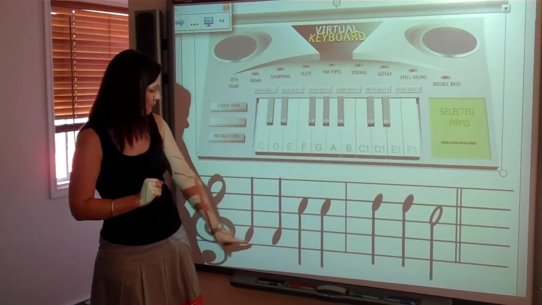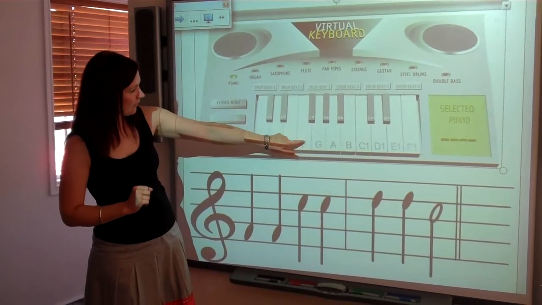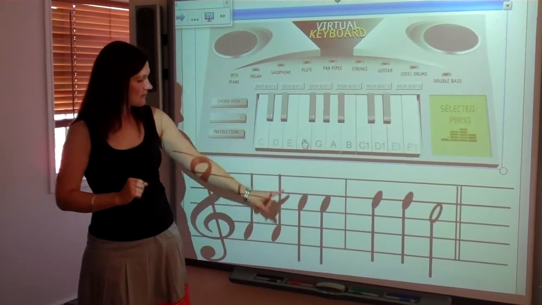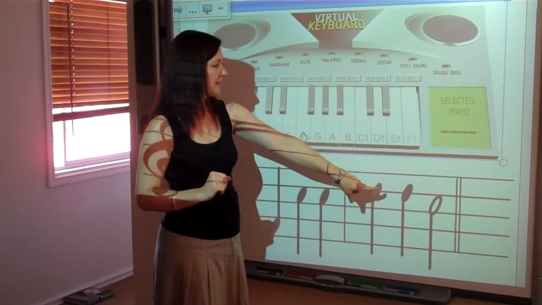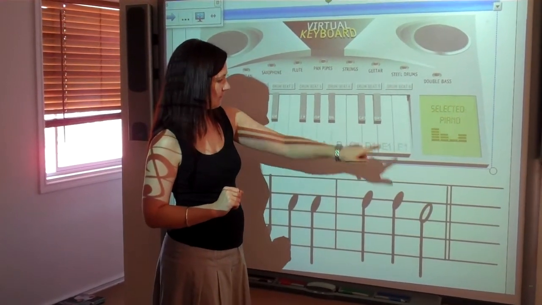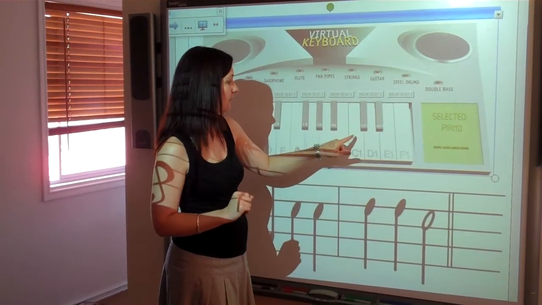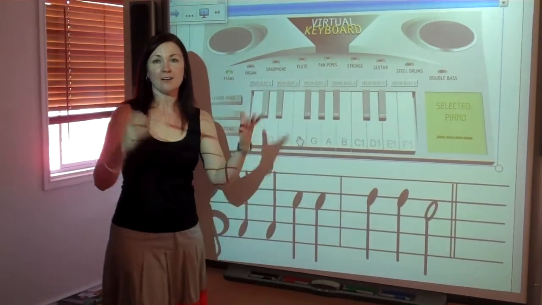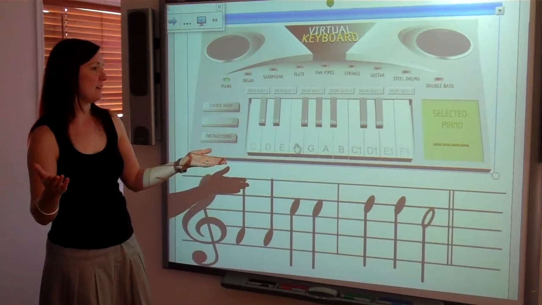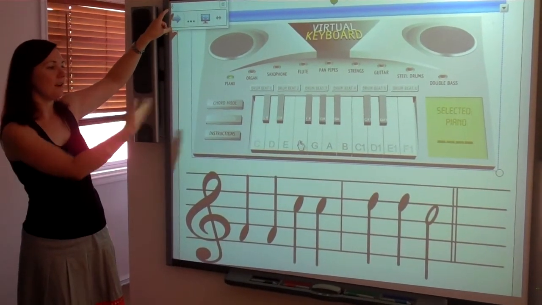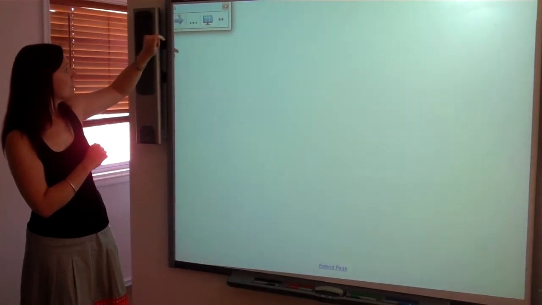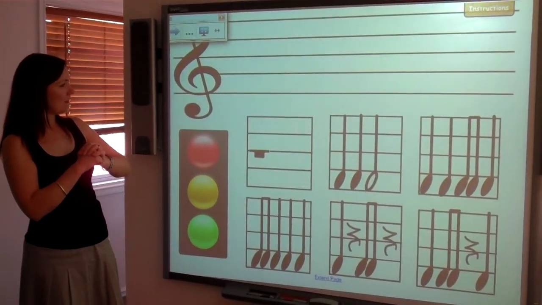So here's my F, F, find it on my keyboard. C, C, D, D, C, and we've created Twinkle Twinkle Little Star. So a way to link the two ideas together of rhythm and pitch, and now put it on an instrument. And I think that's all we've got.